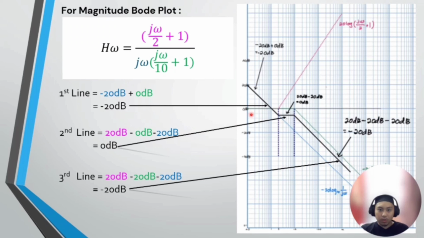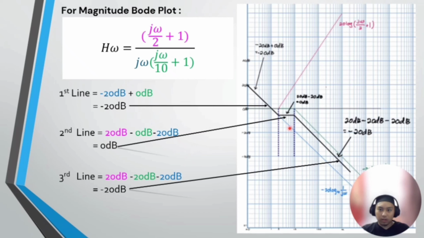As we can see, from 0 until 2, we have two lines, the blue and green. We can calculate the value of the blue line is negative 20 dB, and the green line is 0. The value of the new line is negative 20 dB. For the second part, starting from 2 until 10, we can see the purple line, green line, and blue line. Now we calculate the value of the lines. The purple line is 20 dB, green line is 0 dB, and blue line is negative 20 dB. Now we can conclude the total of them is 0 dB.